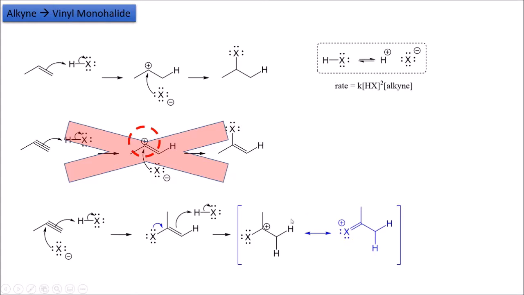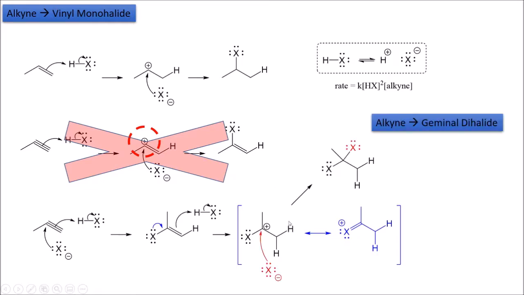So in the second step, when the halide ion comes and attacks the carbocation, we end up with both of these halogens attached to the same carbon. This is referred to as a geminal dihalide, in contrast to a vicinal dihalide. Vicinal is where the two halogens are on adjacent positions, but when you add halogenic acid in excess to an alkyne, ultimately you should end up with a geminal dihalide.